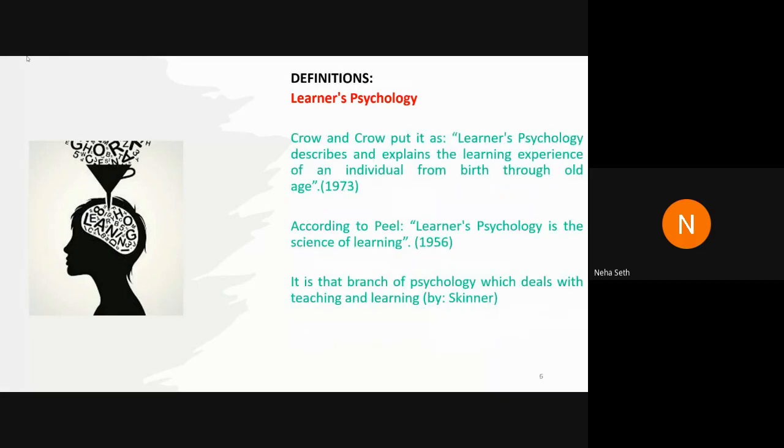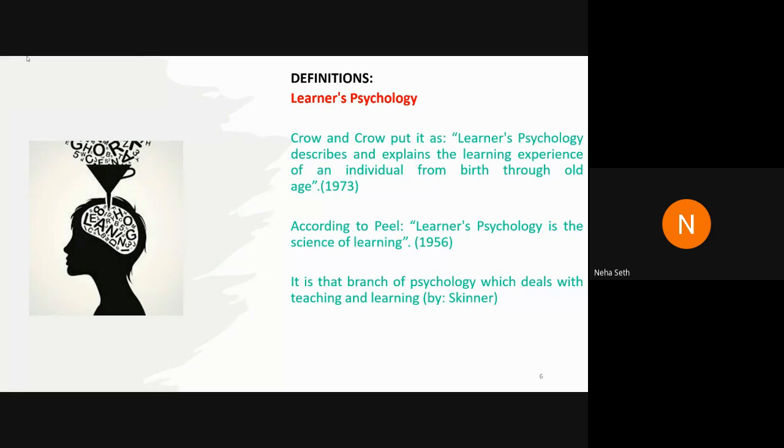There are again different definitions given by different people, famous psychologists, from time to time about learner psychology as well. So Crow and Crow said that learner psychology describes and explains the learning experience of an individual from birth through old age. So right from birth, how an infant is behaving, how a toddler started behaving, how kids are behaving, how young people, teenagers, and youngsters are behaving, and how with time middle-aged and old-aged people are behaving.